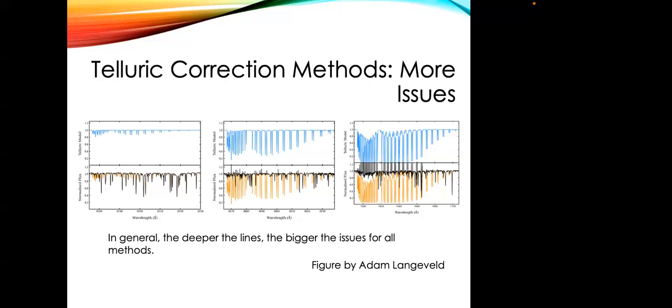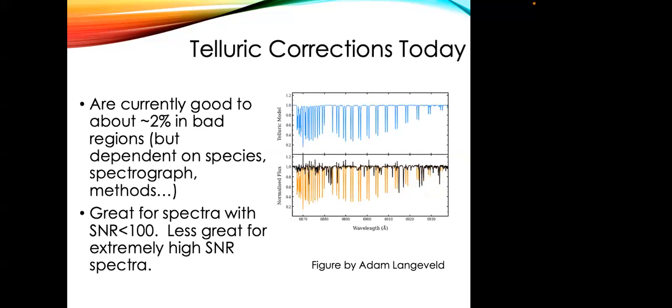And this is true regardless of the method you use. To quantify this, it's good to about 2% in bad regions. Not all science cases need to go into bad regions. And this 2% is also dependent on things like species and spectrographic methods. So there's a lot of science cases where either you can avoid these regions, or at lower signal to noise, this doesn't matter. This is a tiny bit of the noise budget. But as you start pressing further and further in signal to noise, this starts to become more and more important.